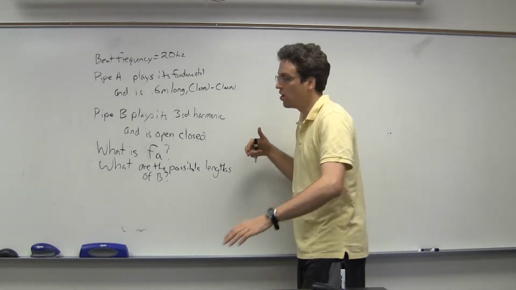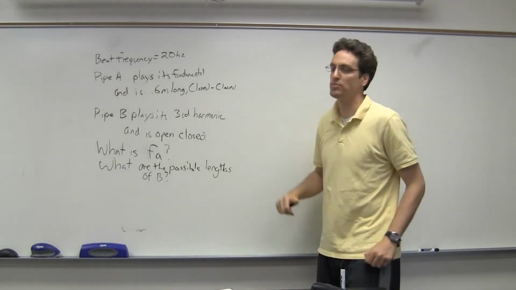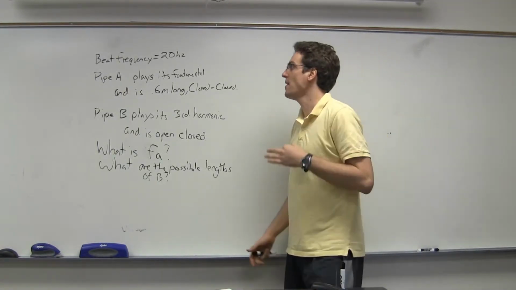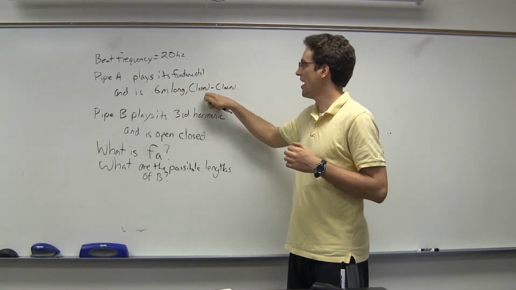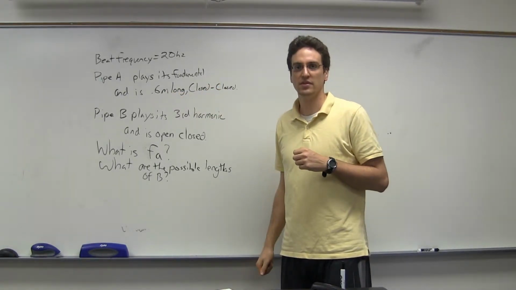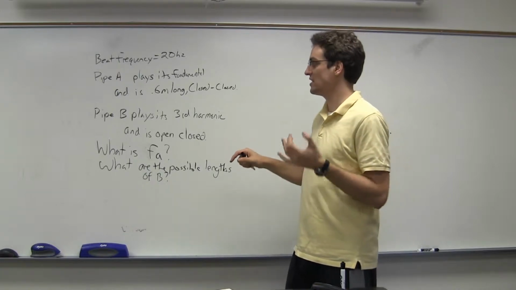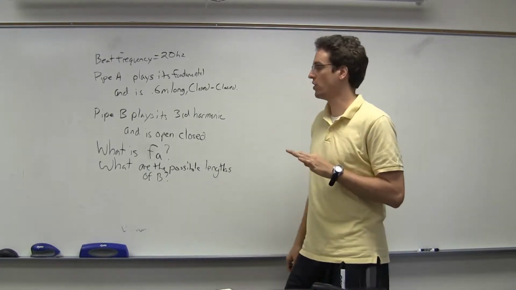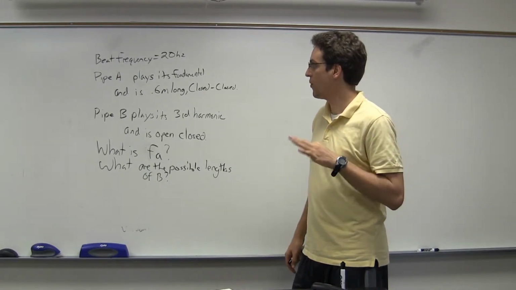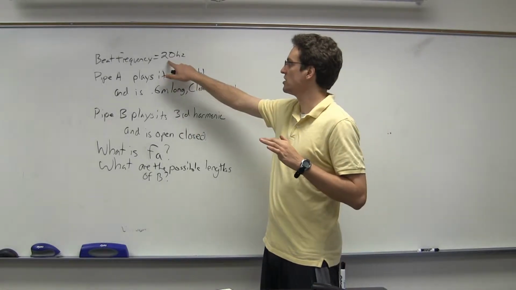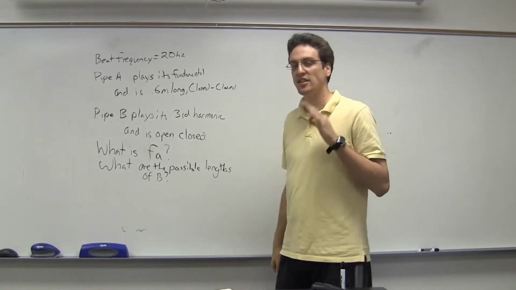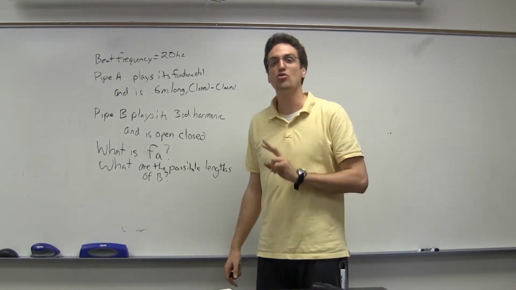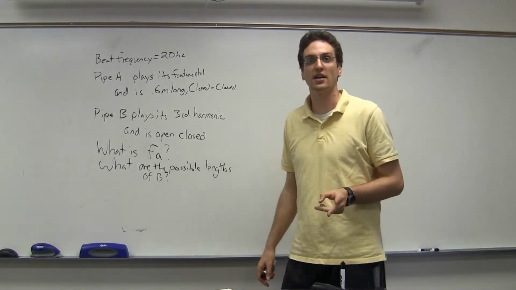All right, so what we have is two pipes playing, A and B. Pipe A is playing its fundamental, is 0.6 meters long, and is a closed pipe. Pipe B plays its third harmonic and is open-closed. What I want to know is, if the beat frequency is 20 hertz, what is the frequency of A, and what are the possible lengths of B? It turns out there are two possible lengths, so I'll get to why in a second.